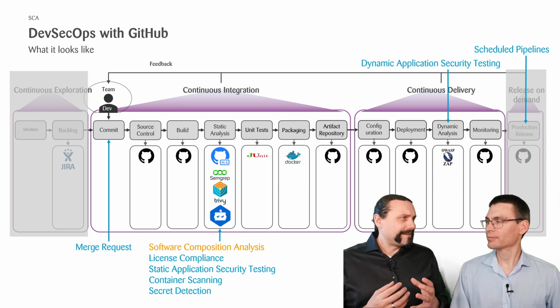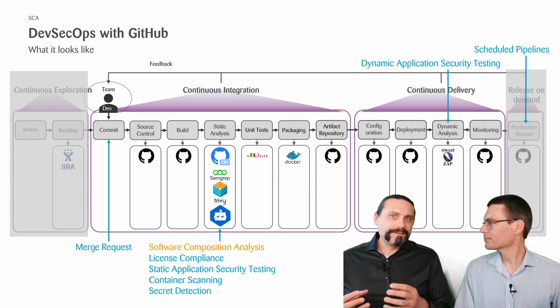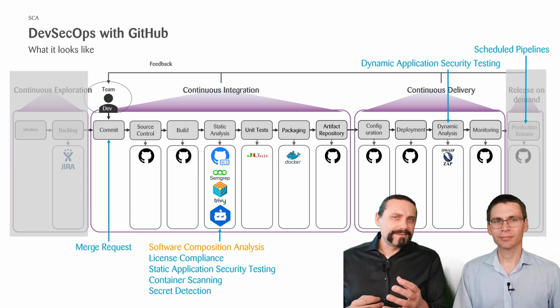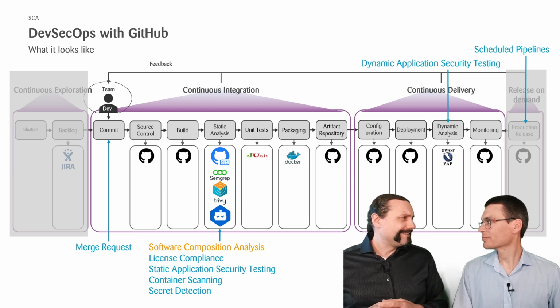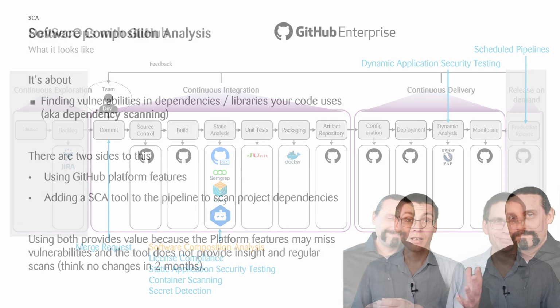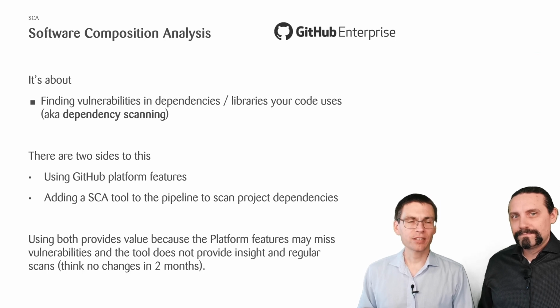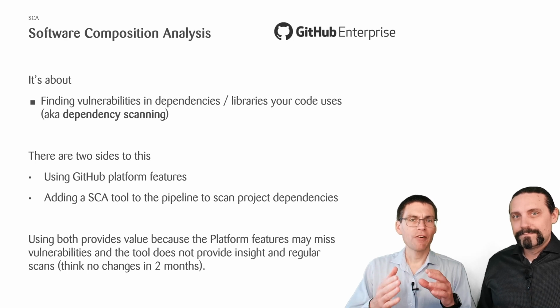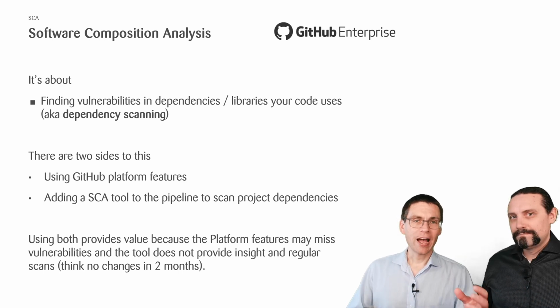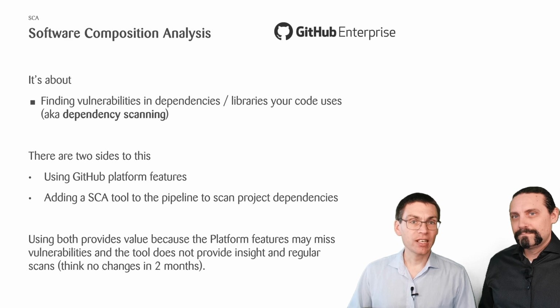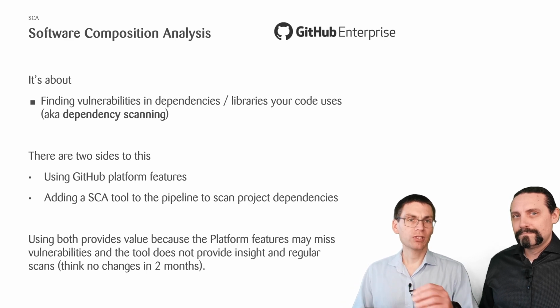So Paddy, right now, our pipeline is ready. We have the build, we have the test, and now we are going to introduce that software composition analysis, or SCA. What is that? Let's dive into that. Software composition analysis, also known as dependency scanning, is all about finding vulnerabilities within dependencies of your code. So it is about finding vulnerabilities in libraries that you use or in other code that you use.